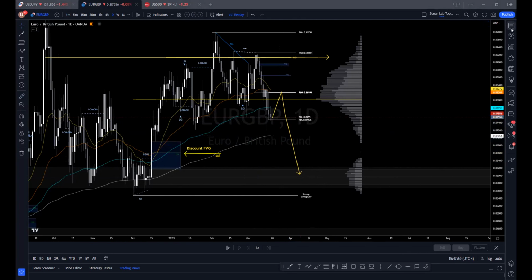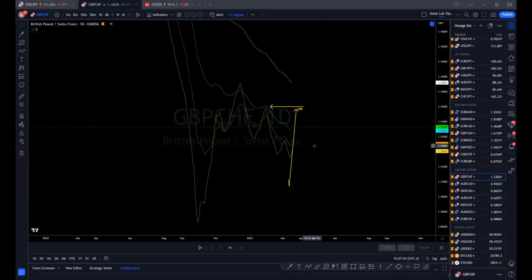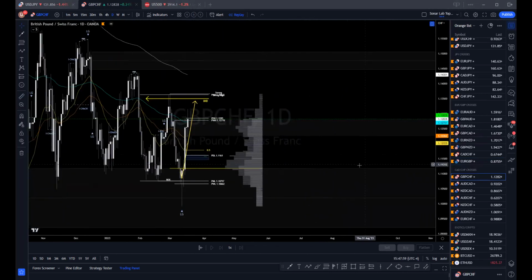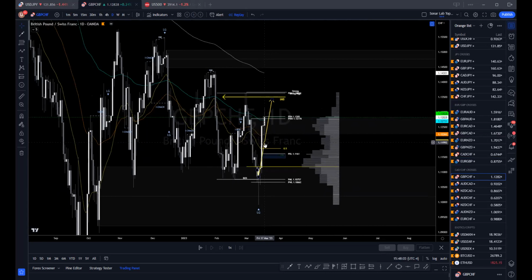Okay, let's go touch on the other pairs real quick, just to give you a quick overview. Pound Swiss Franc, this is looking awful. And even though I was right on the call for Pound Swiss Franc, guess what? We're coming back. I'm going to call this short.